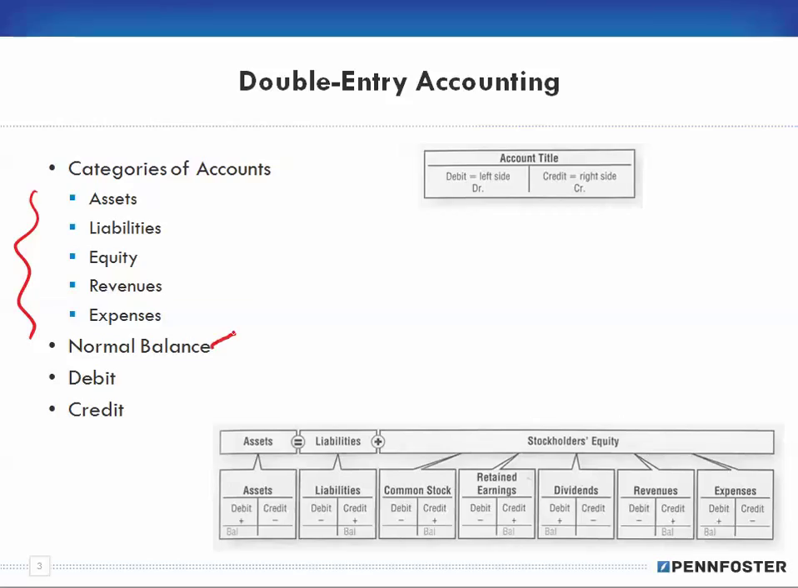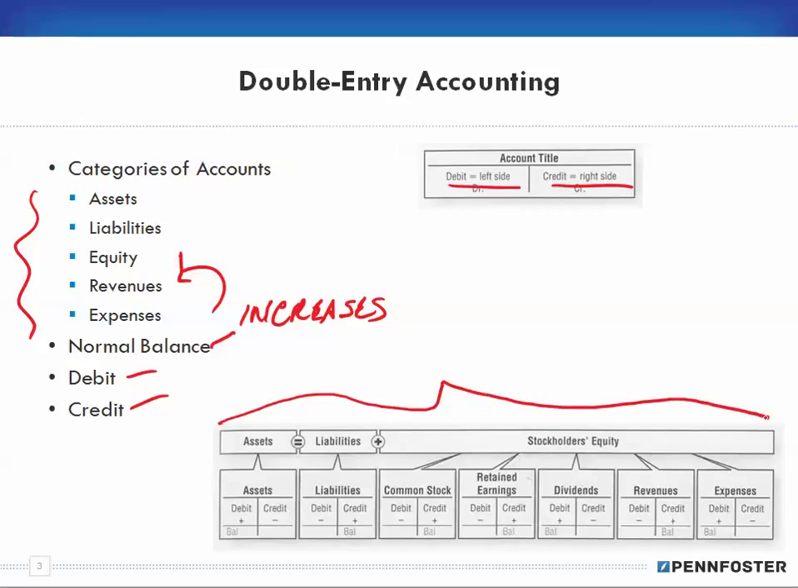We had talked about the normal balance being what increases the balances in these categories of accounts, and whether it's a debit or a credit. Remember, the definition of a debit is what's on the left side, and a credit is what's on the right-hand side. We also have the accounting equation: assets equals liabilities plus stockholders' equity.